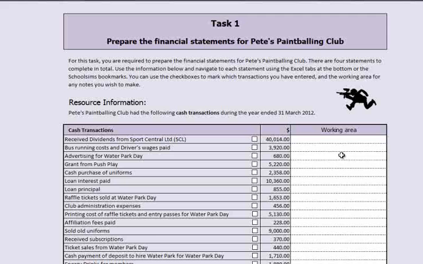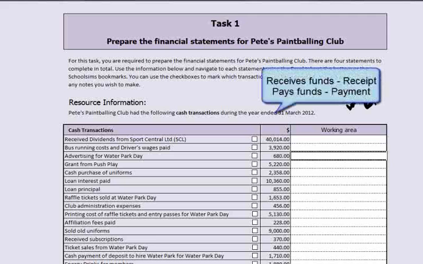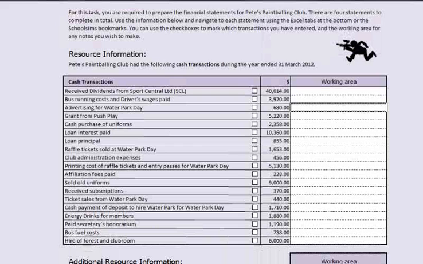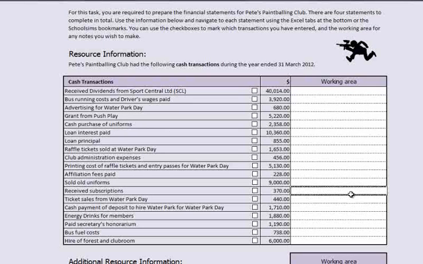If the club receives funds from another entity, it is a receipt. If the club pays funds to another entity, it is a payment. For example, receive subscriptions is a receipt because the club received funds from the members. On the other hand, hire of forest and clubroom is a payment because the club paid Auckland City Council to use the forest and clubroom.